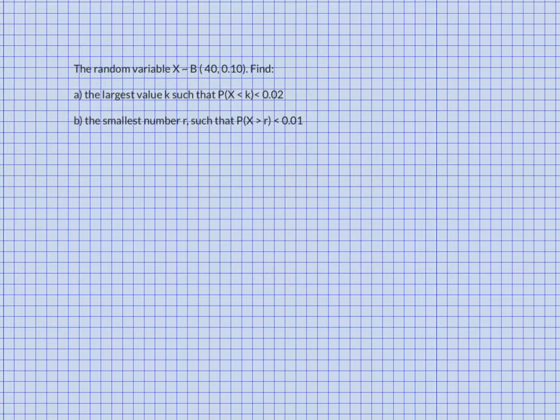So part B now, we need to find the smallest value r such that the probability that x is greater than r is 0.01. Again, we need to adjust what we're looking for, because we can't look up in the tables or on the calculator a probability that x is greater than something. So the probability that x is greater than r is equal to 1 minus the probability that x is less than or equal to r.